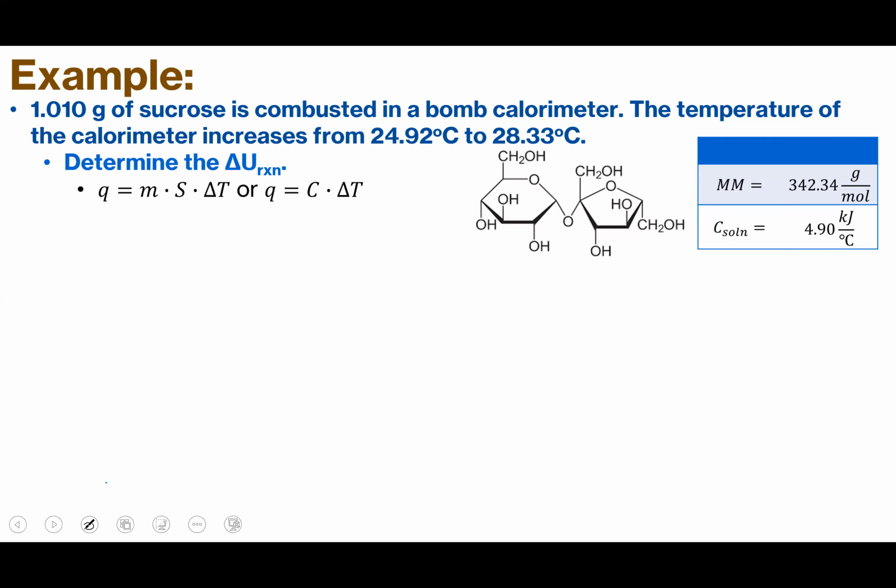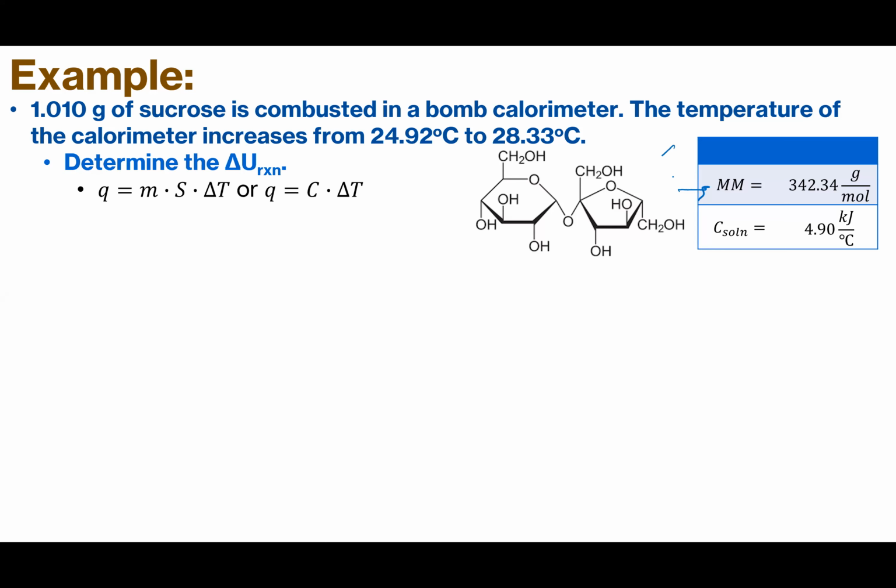1.010 grams of sucrose is combusted in a bomb calorimeter. The temperature of the calorimeter increases from 24.92 degrees to 28.33 degrees, and we want to figure out delta U of the reaction. Okay. What we're given over here is the molar mass of sucrose.